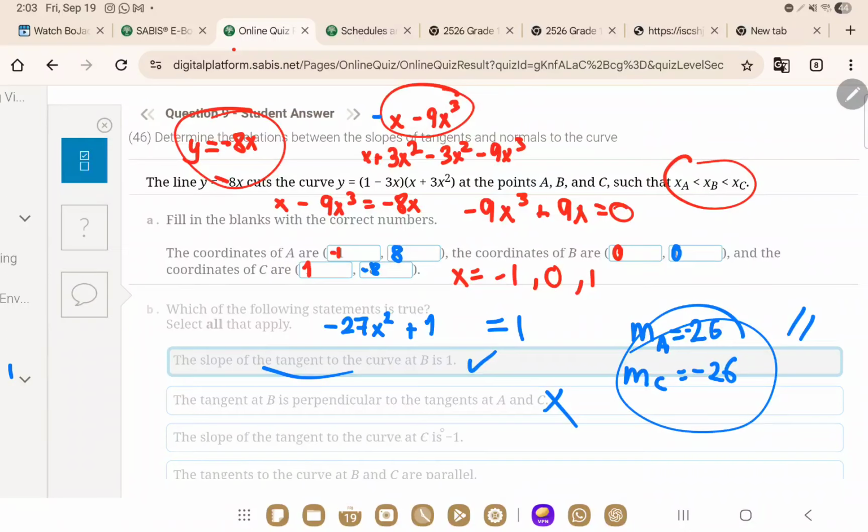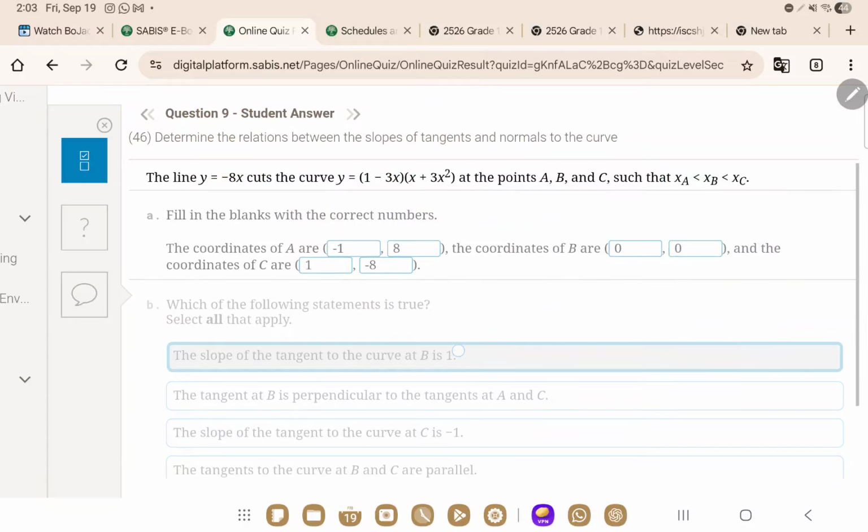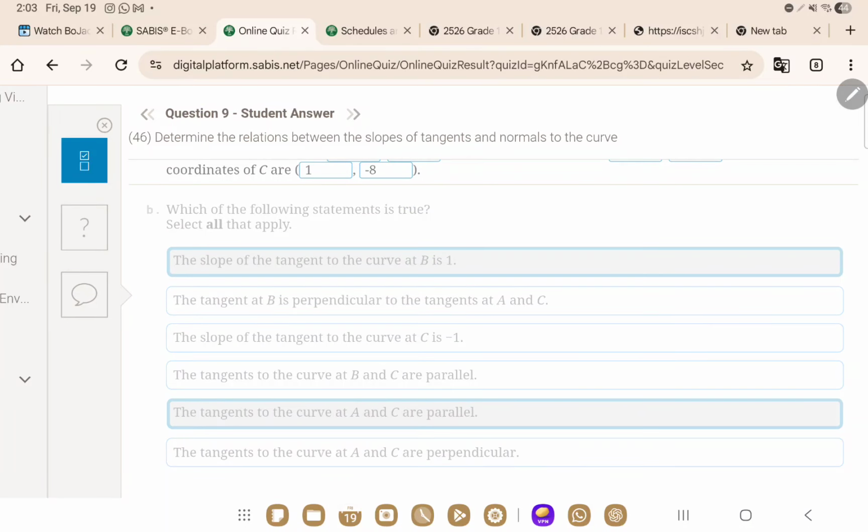The slope of the tangent to the curve at C is -1. No, we found it to be -26. B and C are parallel. Is 1 equal to -26? No, it is not. Now, are A and C parallel? Yes, we found them to both have a slope of -26, so it is. And are A and C perpendicular? No, they are not negative reciprocals of each other. Moving on to our next question.